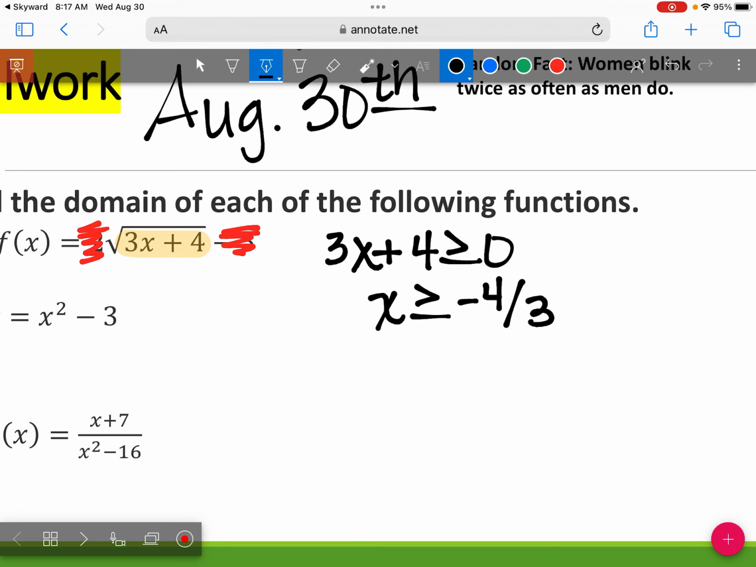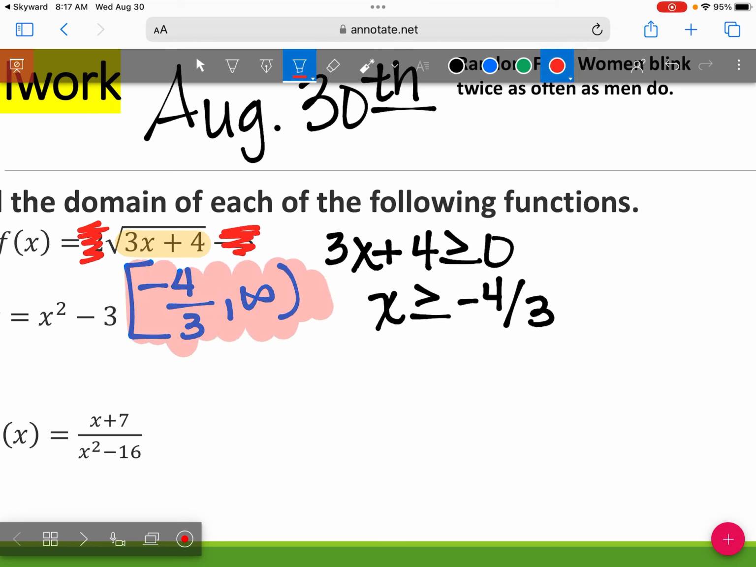So the smallest number that I can put underneath the square root without it being negative is -4/3. This is as low as I can go. I can't go any lower. So my domain is -4/3 to infinity. That would be my domain for part A. Bracket on the -4/3 because you can take the square root of 0. The square root of 0 is 0.